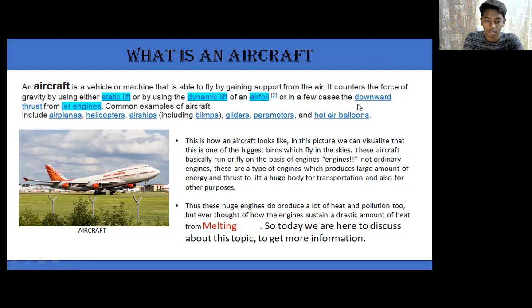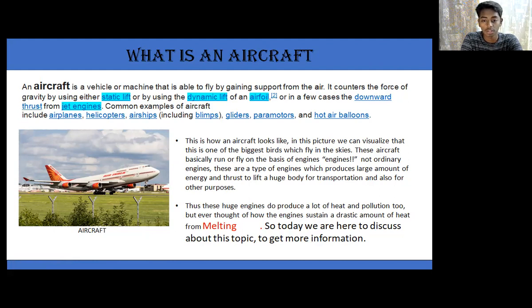This is how an aircraft looks. As we can see in this picture, this is a basic huge aircraft, one of the biggest birds flying in the skies. These aircraft run on engines. These are not ordinary engines. They produce a large amount of energy and thrust to lift a huge body for transportation and also for other purposes.